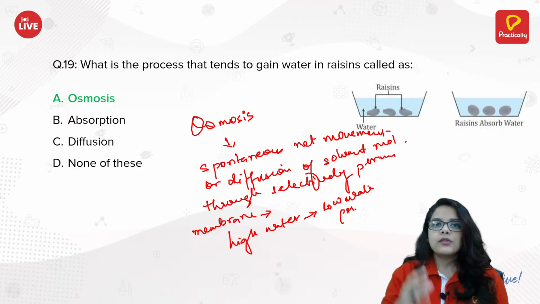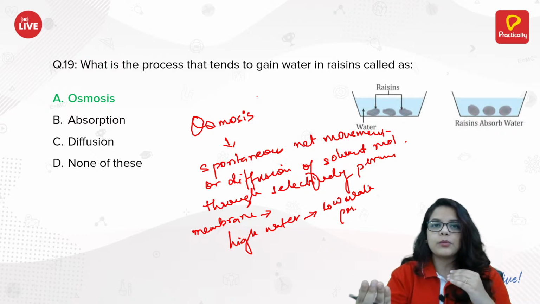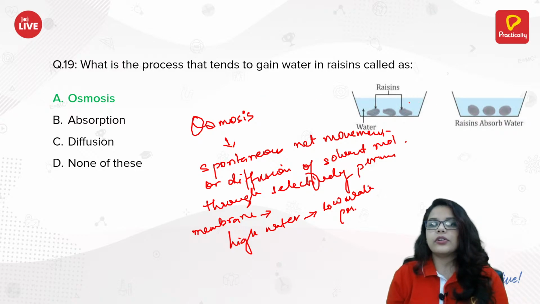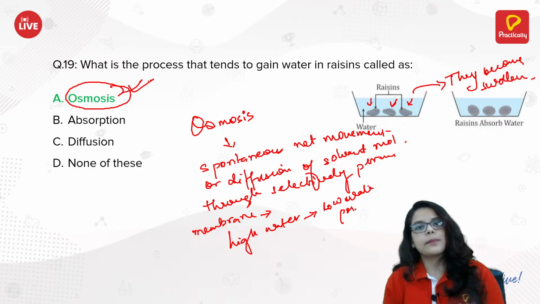So what happens when the raisins are in the water solution, not the salt solution? Raisins have less water and the water is more outside. Since the raisin's covering is like a selectively permeable membrane, it will allow the water, so the water goes inside the raisins and they become swollen. This process is known as osmosis.